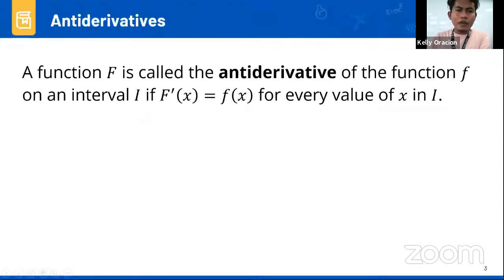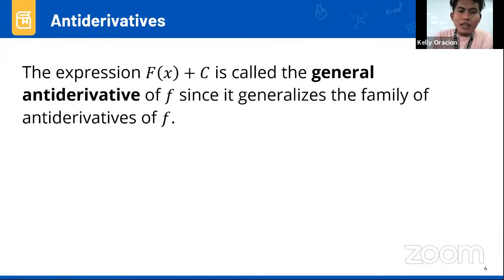Okay, so let's have the definition. A function F is called an antiderivative of the function f on an interval I if the derivative of the function F(x) is equal to f(x) for every value of x in I. And the expression F(x) plus C is what we call the general antiderivative of f, since it generalizes the family of antiderivatives of f.